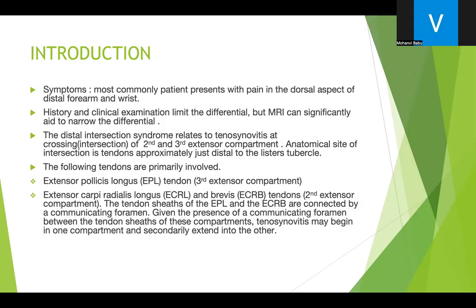The following tendons: extensor pollicis longus occupies the third compartment, and extensor carpi radialis longus and extensor carpi radialis brevis are in the second compartment. If there is a communicating foramen between the tendons of these compartments, then tenosynovitis may begin to extend from one compartment to the other.